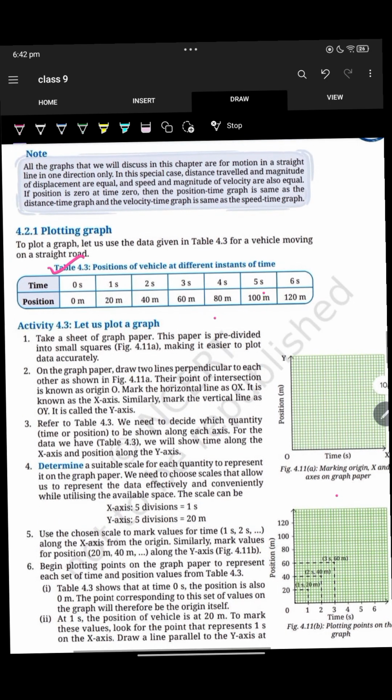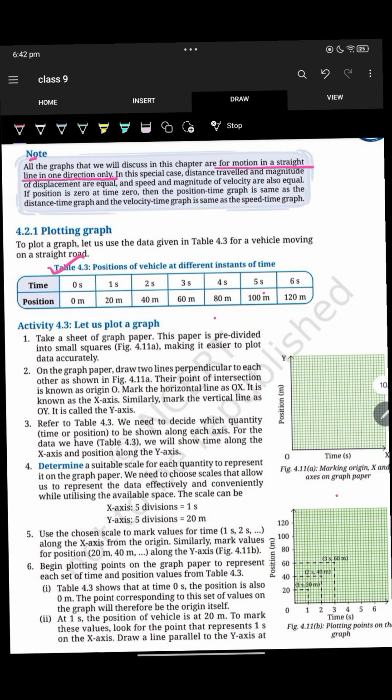So here, let us see the note part. All the graphs that we will discuss in the chapter are for motion in a straight line in one direction only. This is something you should keep in mind. Because you are seeing a syllabus of class 9, we are going to start with things which are simple to understand. Now, what is it? Motion in a straight line in one direction only, unidirection.